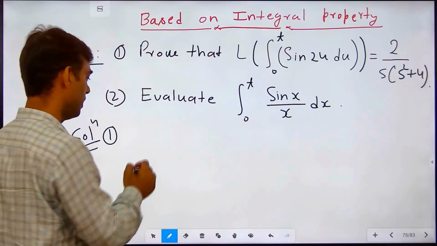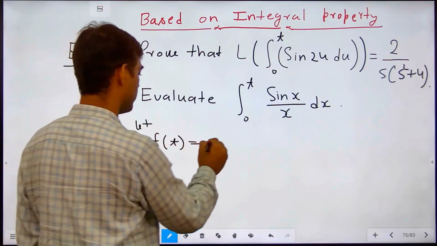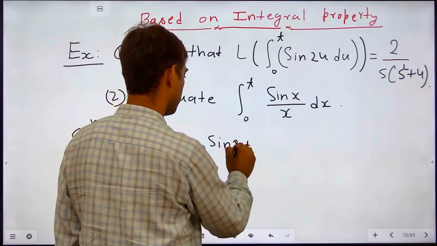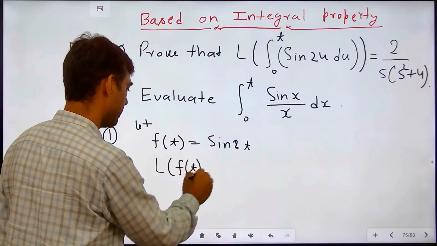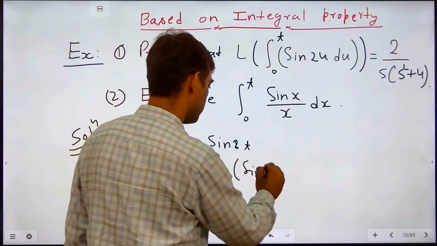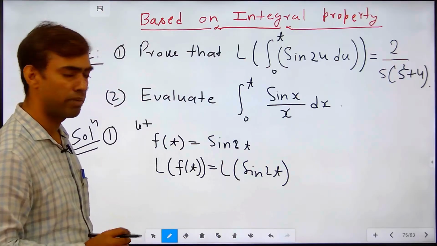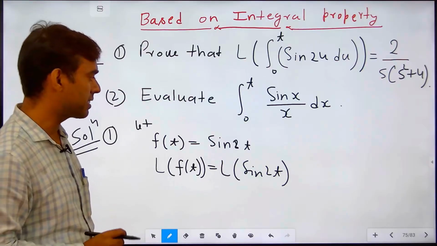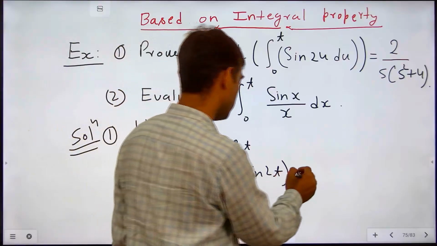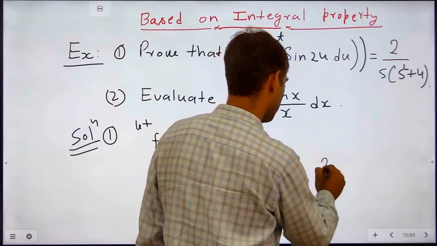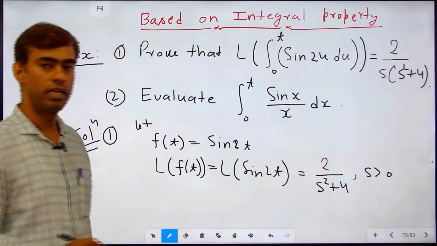Here we assume f(t) equals sin 2t. Now what is the Laplace transform of this? The Laplace transform of sin at is a upon s² + a², and the value of a here is 2. So the Laplace transform of sin 2t becomes 2 upon s² + 2², that is s² + 4, provided s is greater than 0.